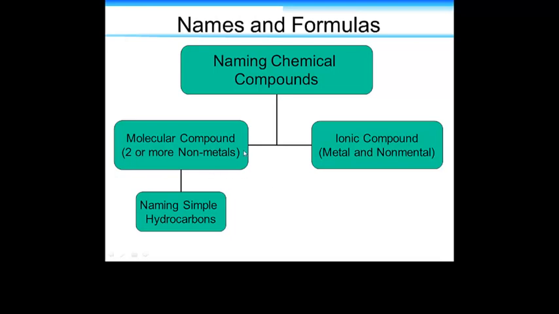A molecular compound, again, is two or more nonmetals. We'll talk about ionic compounds more later on in the naming of ionic compounds, which again consist of a metal and a nonmetal. The slide says non-mental, but it should say non-metal. And we'll also talk about the naming of simple hydrocarbons, or organic molecules that we see a lot in our day-to-day life.